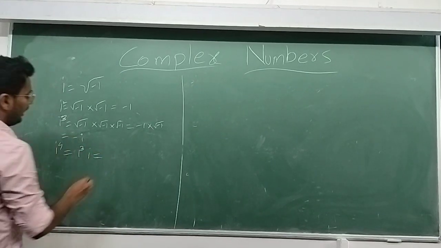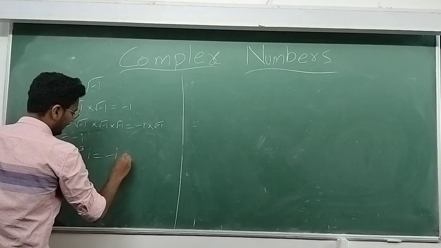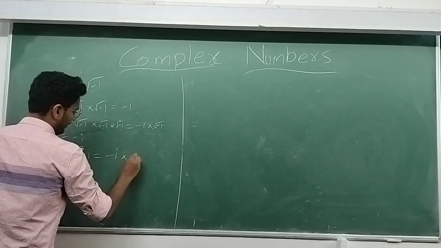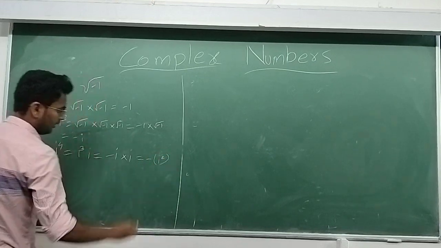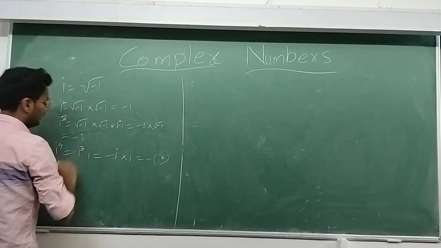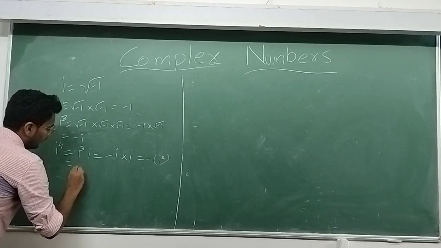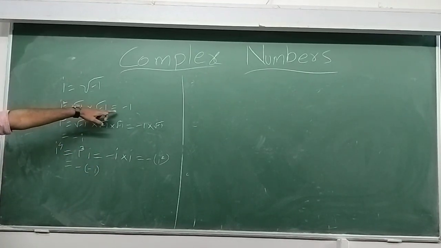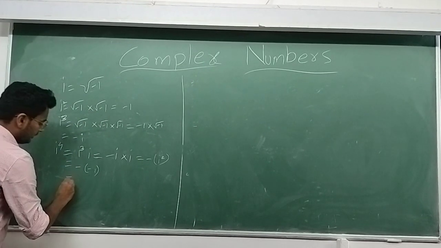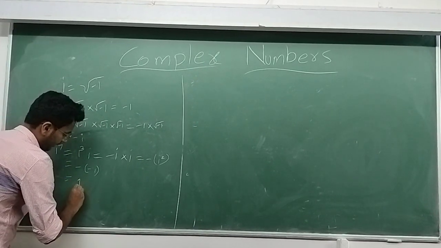i raised to 4 is equal to nothing but i cube into i. Here from this, i cube is equal to minus i, into i. Therefore, minus i in the bracket square. What is the value of i square? From here, i square is equal to minus 1, so minus of minus 1. Therefore this is equal to 1.